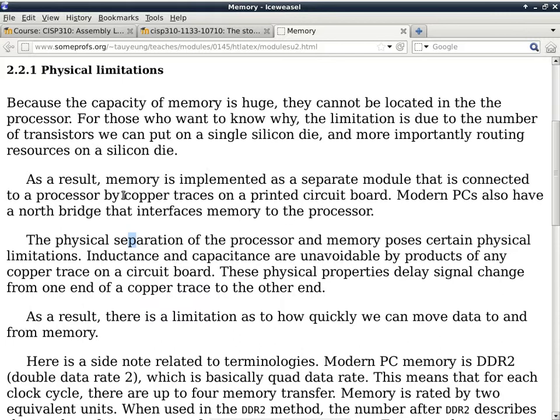Now the copper wires, the copper traces on the circuit board that connect your memory modules, your DIMMs, to the processor, have a certain physical length. The physical length of the copper wire will have certain physical properties. The physical properties in this case that make things worse are inductance and capacitance.